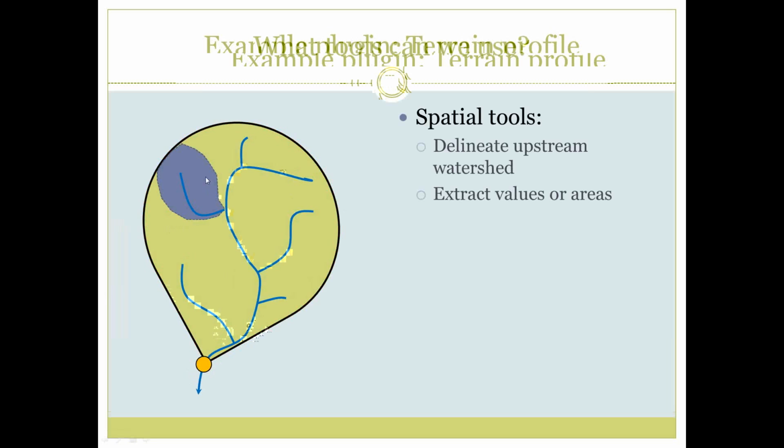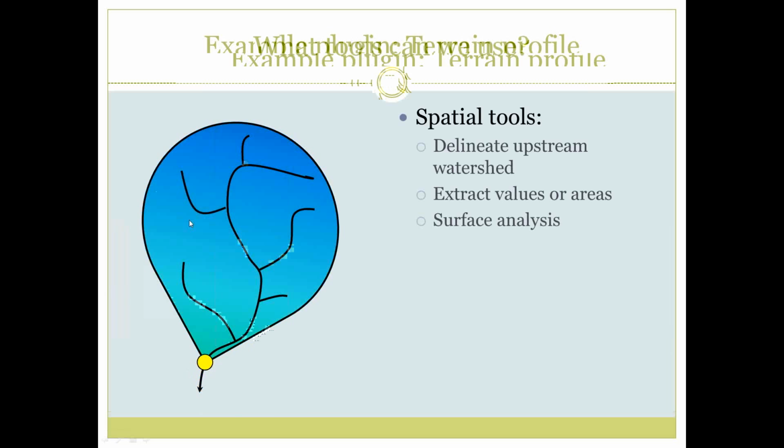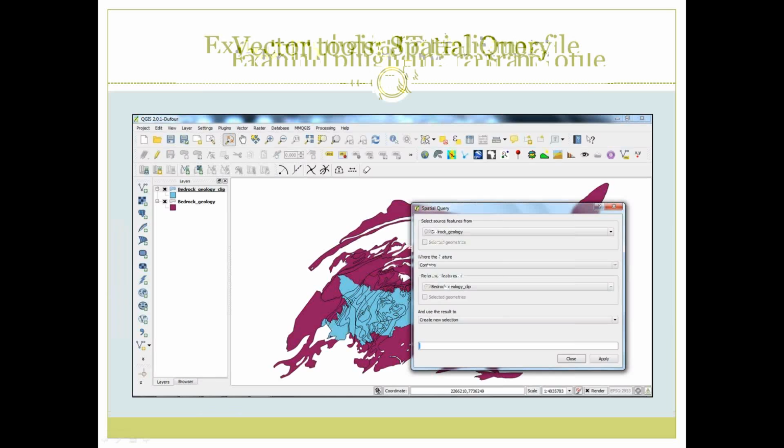We can also, within our watershed, maybe extract values or particular areas that we're interested in. We can do a surface analysis, so we can look at, for example, changes in elevation within our watershed, changes in slope, changes in aspect, averages, however you want to summarize this information. We can also do something called zonal statistics, so we can take either individual watersheds or components within our watersheds and run smaller statistical tests on those. And we can also do stream network statistics.